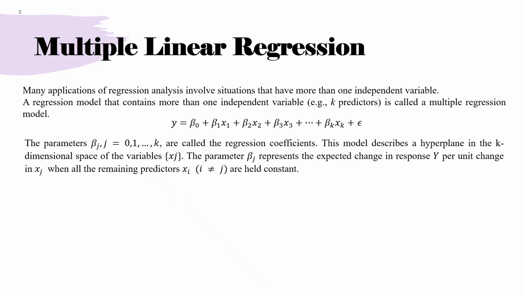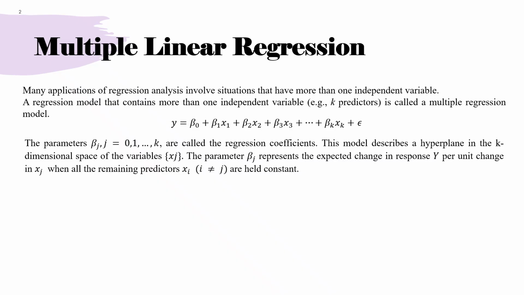Geometrically, a multiple regression model describes a hyperplane in a k-dimensional predictor space, where k is the number of independent variables. Each coefficient beta j represents the expected change in the response variable y for a one-unit increase in predictor xj, holding all other predictors constant. This holding-other-variables-constant interpretation is a key feature of multiple regression.